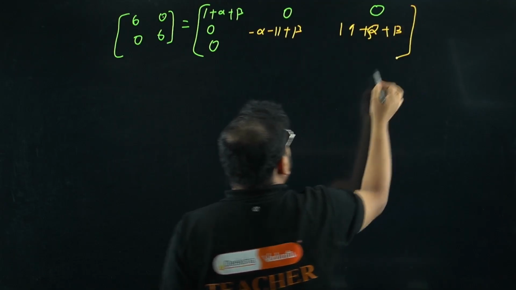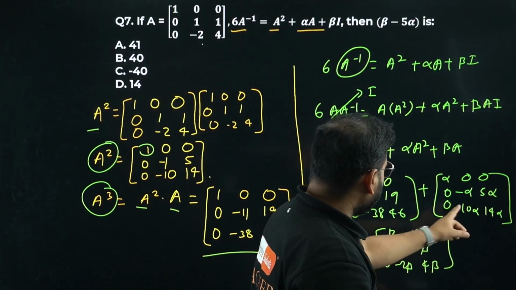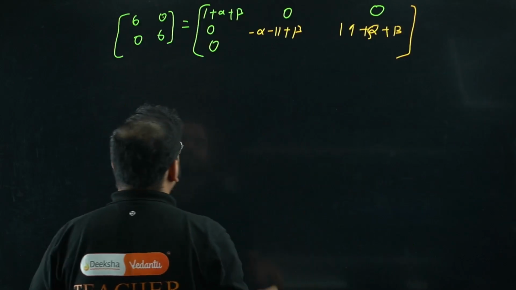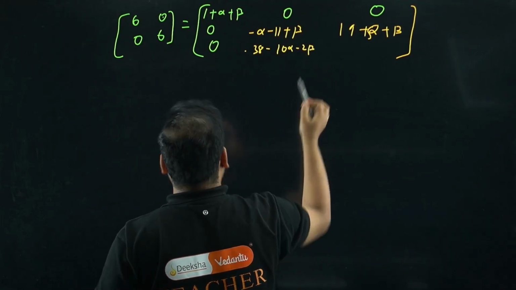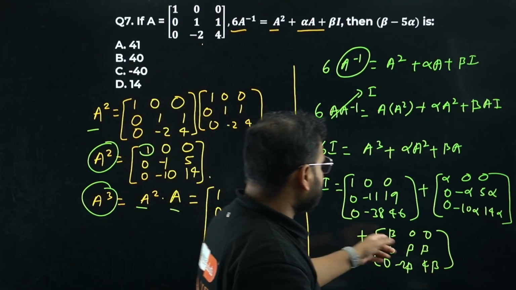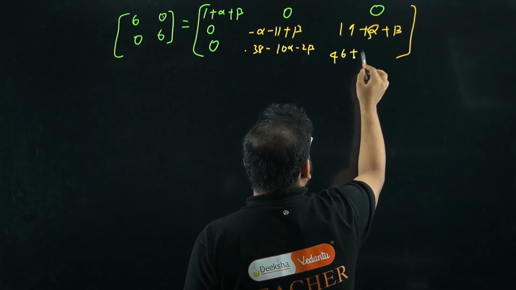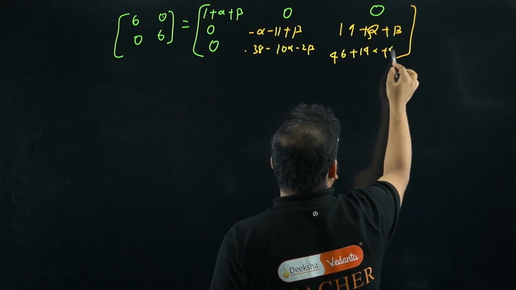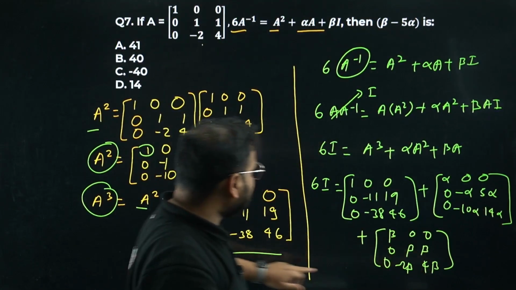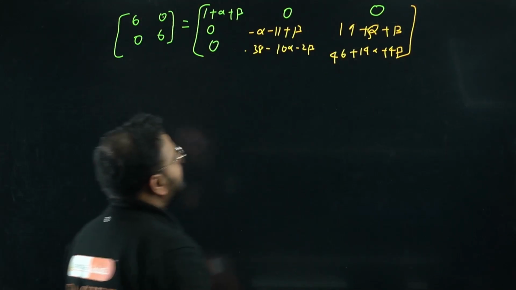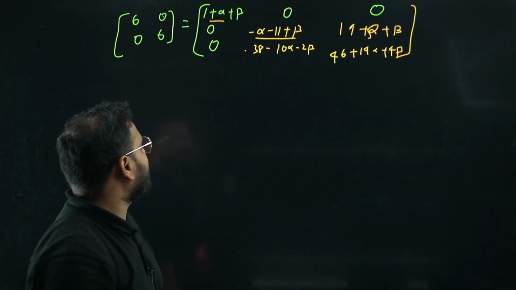Okay. Last element, last two. Please check. I have minus 38 minus 10 alpha and minus 2 beta. Okay. And what else I have? 46 14 alpha and 4 beta. Anyway, that's not relevant actually. I'll tell you why. I want to write this, that's why I've written over here. It doesn't matter actually, because just by looking at these two, I get the answer.